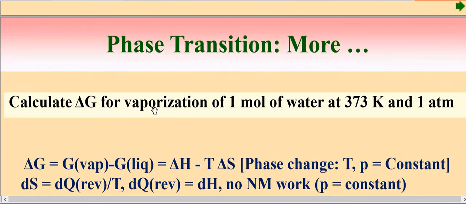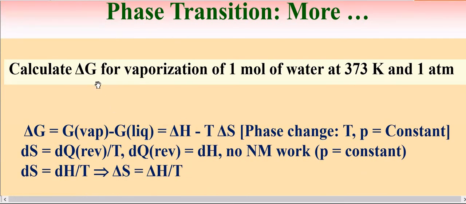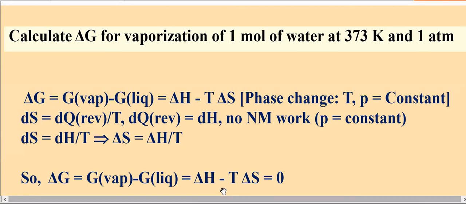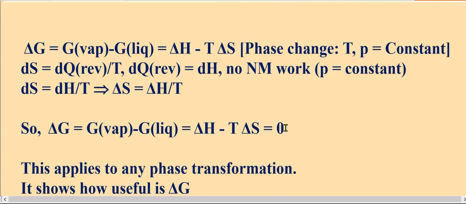Now, if you want to calculate delta G for the vaporization of 1 mole of water at 373 K, the same problem we did somewhat before, delta G means G vapor minus G liquid. So in the vaporization process, from the liquid phase we are going to the vapor phase. So it is delta H minus T delta S, for a phase change at constant temperature and pressure. Particularly the pressure is constant, and dS is dQ reversible by T, and dQ reversible is dH, since there is no non-mechanical work and pressure is constant. So delta S is equal to delta H by T. You put it back, and delta G becomes zero, as expected. Delta G is zero for a phase transition process for a pure substance, because it occurs isothermally and isobarically, so dG is V dP minus S dT, which is zero.